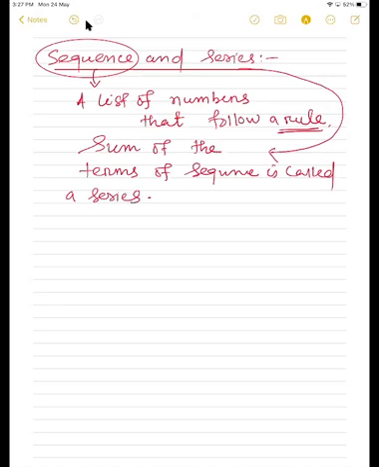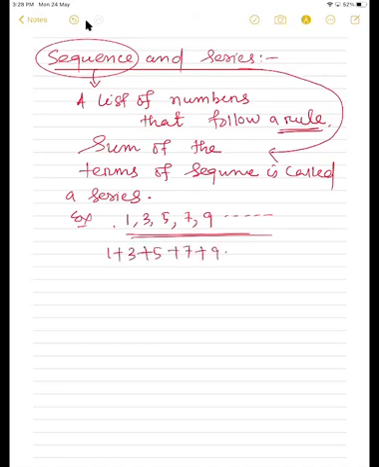Is called a series. Friends, for example, if I'm saying 1, 3, 5, 7, 9, with equal gaps, odd numbers, this is a sequence. But if I add them, 1 plus 3 plus 5 plus 7 plus 9, then what will I say to this? It will be a series. Understood? For sequence and series, we have to know there are two types of progression: arithmetic progression, AP, and geometric progression.